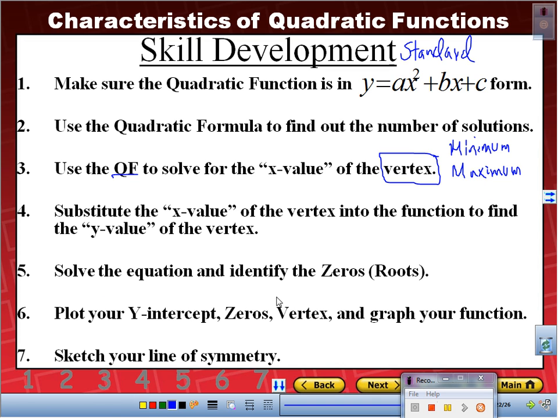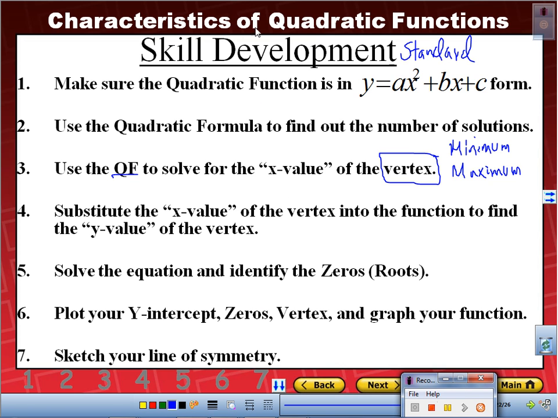Step 5: solve the equation and identify zeros, which are our roots. We know what those are, right? Step 6: plot your y-intercept, zeros, vertex, and graph your function. And step 7: sketch your line of symmetry. Copy that, and then I'll go over it. We have these steps in order for us to graph.